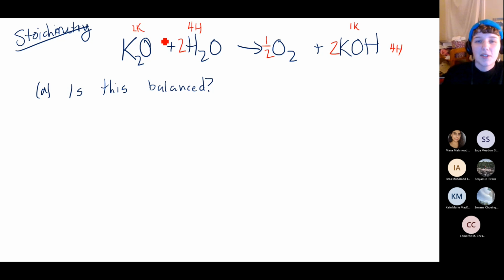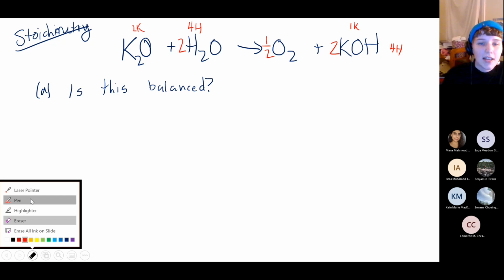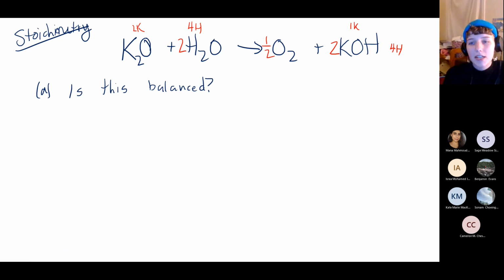Okay, so to balance, I multiplied this by 2, the KOH. The rule for balancing is to start with anything that isn't oxygen or hydrogen, and leave oxygen and hydrogen until the end. So I start here with a 2. So I have 2 potassium on each side. And then I balance the hydrogen because it shows up less than the oxygen does. So I have 2 over here.